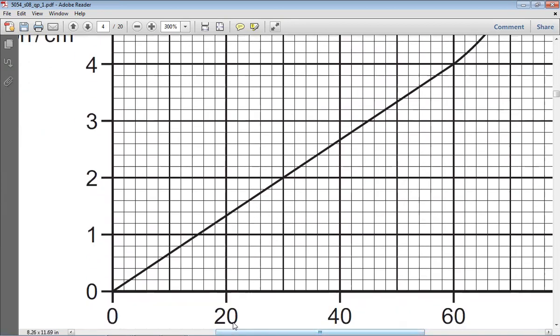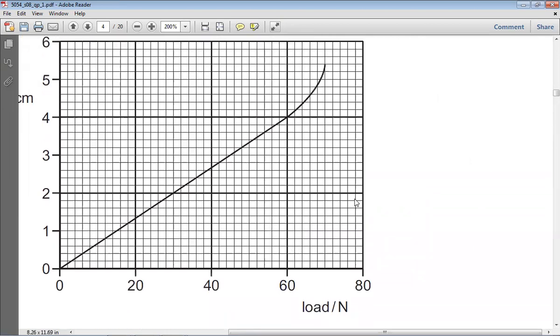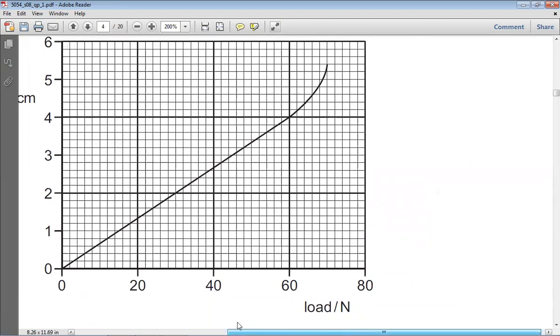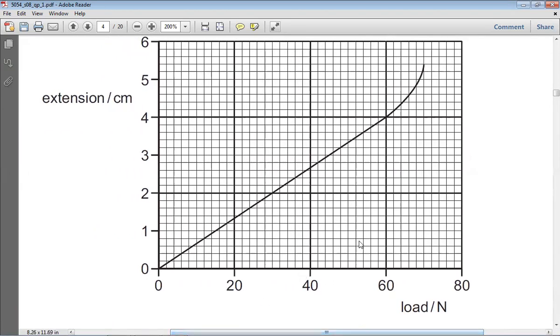So up to what point? Here you can see. I hope now it's more visible to you. Up till here, it's a straight line. The gradient is constant. Extension and load are directly proportional to each other. After this point, it has started curving upward. So what's the load here? That's 60 Newton. The load is 60 Newton at the limit of proportionality.